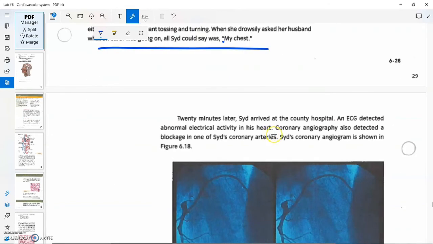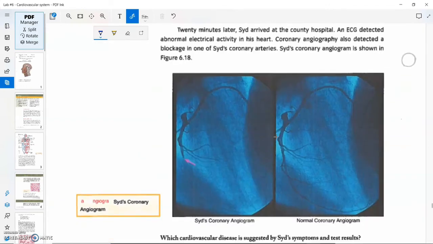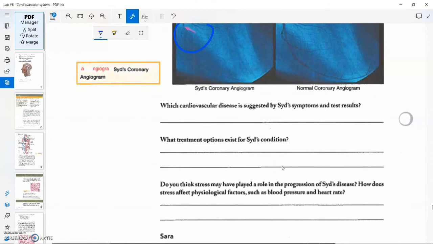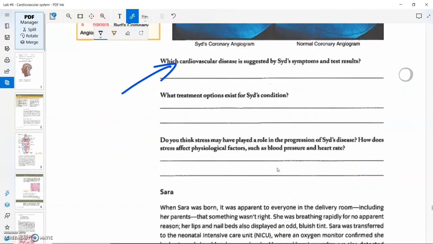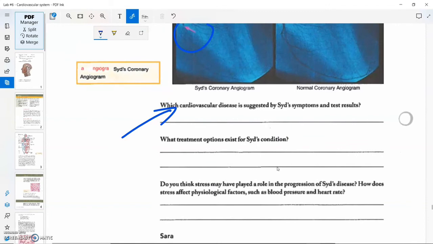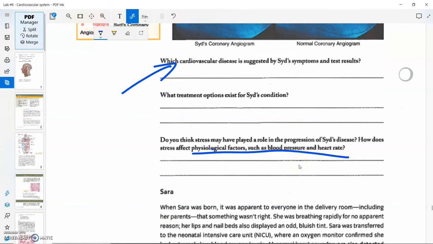Chest pain, abnormal electrical activity of the heart, coronary angiography detected the blockage right here, in the coronary artery. The cardiovascular disease is myocardial infarction. Treatment option: removal of the clot as soon as possible. Rehabilitation. Stress may have played a role. Stress may increase thrombosis, may increase heart rate and therefore require more blood supply, but if in response to stress coronary arteries constrict, then there's no blood supply to part of the heart, and it's a mismatch between the supply and demand.